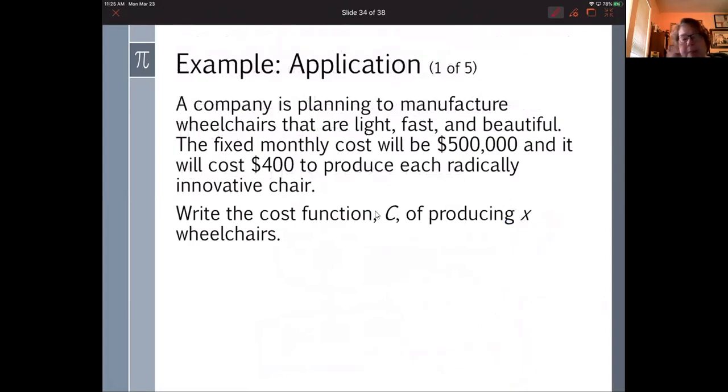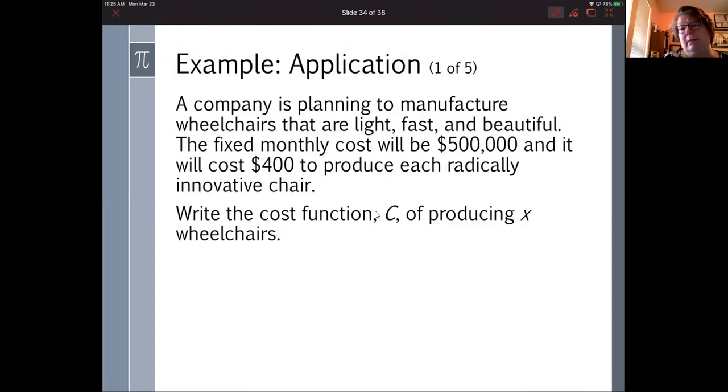All right, let's do an application. A company is planning to manufacture wheelchairs that are light, fast, and beautiful. The fixed monthly cost will be $500,000, and it will cost $400 per chair to produce these. Write the cost function C of producing x wheelchairs.